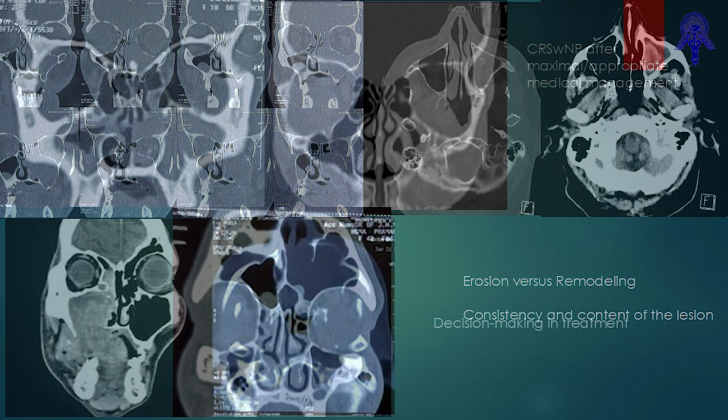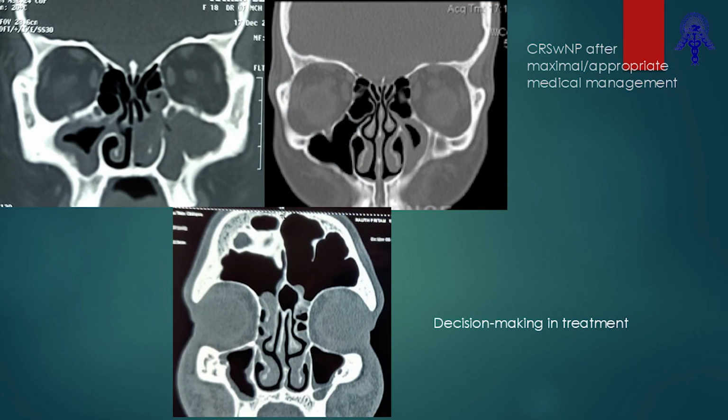The next is decision making. Decision making is another indication for which we do a CT scan. For example, suppose there is chronic rhinosinusitis with nasal polyposis. I am subjecting this patient to appropriate or maximal medical therapy. Now there may be one of three situations after the therapy.